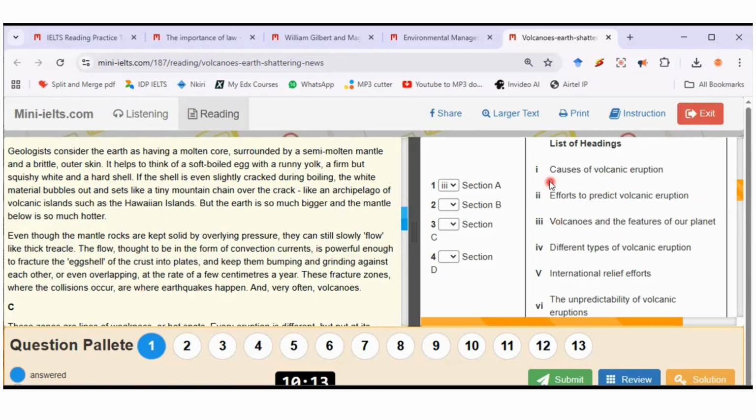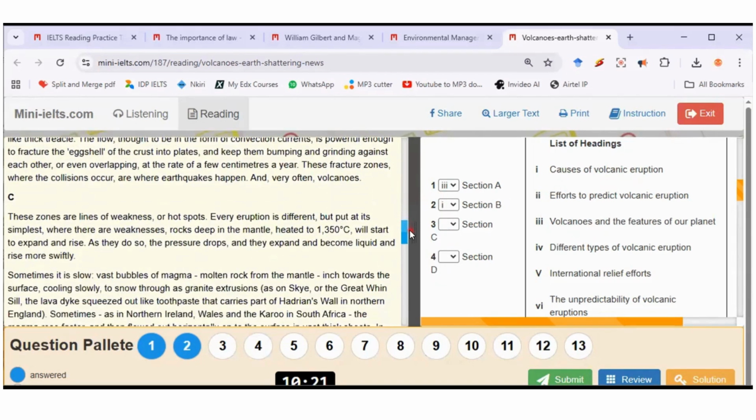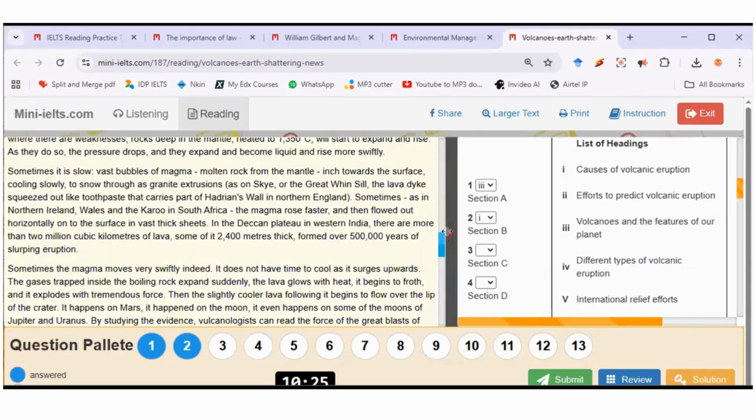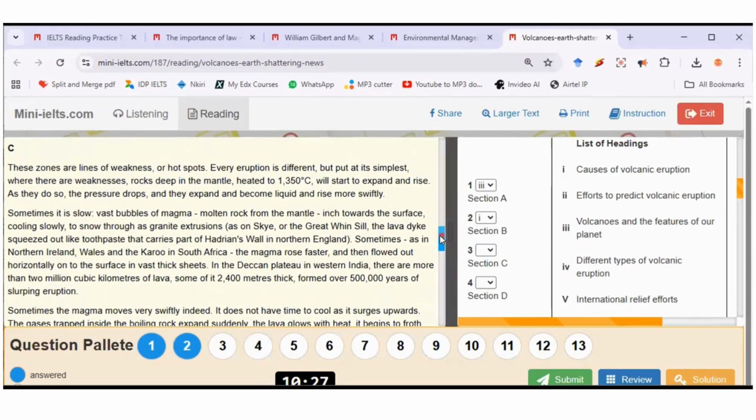So I'm just going to go for number one, causes. I'll go for number one, causes of volcanic eruptions. That looks like the most appropriate to me. All the other options look very, very weak.